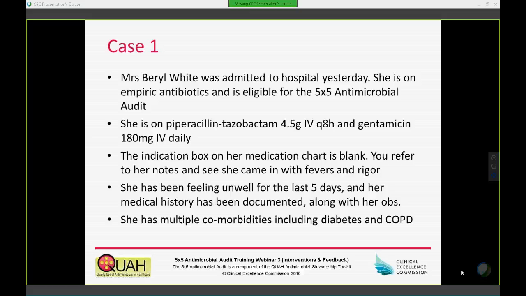Okay, so our first case is Mrs. Beryl White, and she was admitted to hospital yesterday. She's on empiric antibiotics and is eligible for the 5x5 antimicrobial audit. She's on piperacillin and tazobactam, which is tazocin, 4.5 grams intravenously every 8 hours, and gentamicin 180 milligrams intravenously once daily. The indication box on her medication chart is blank, and you refer to her notes and see she came in with fevers and rigor. She's been feeling unwell for the last 5 days, and her medical history has been documented along with her obs, and you know that she's got multiple comorbidities, including diabetes and COPD.